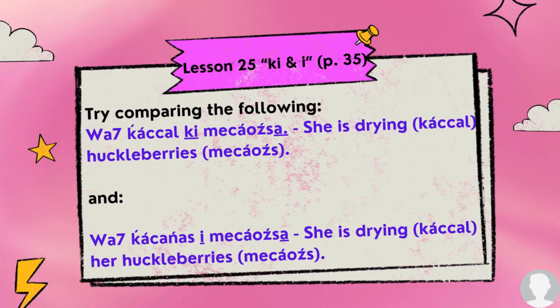Here are a couple more examples. Try comparing the following. Wakahal ki makolsha. She is drying kahal, huckleberries, makolsha. And wa kahanash I makolsha. She is drying kahal, her huckleberries, makolsh.